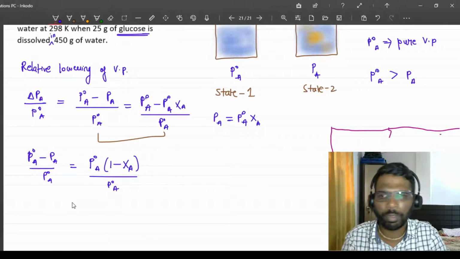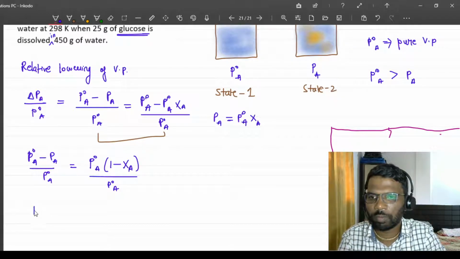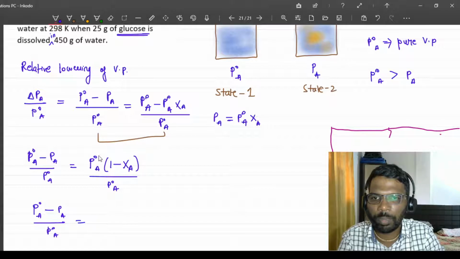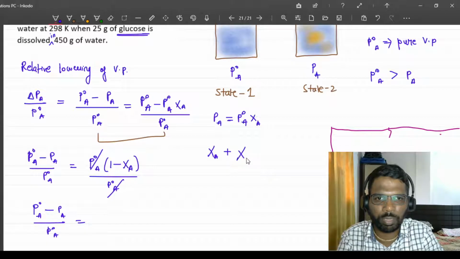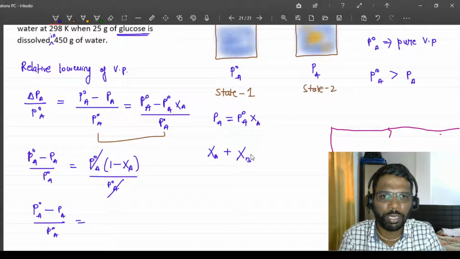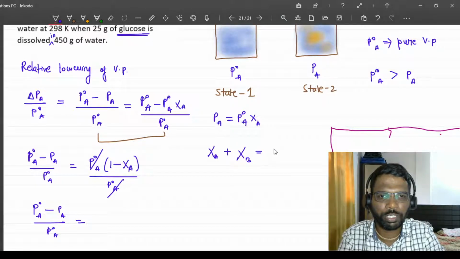Otherwise, you can directly remember the final formula. So relative lowering, that is P naught A minus PA divided by P naught A, will be equal to, P naught A and P naught A get cancelled. And what is remaining? 1 minus XA, right? We know that the mole fraction of A plus, let's say, the mole fraction of the other component, the glucose B, the sum of mole fractions of two components is always equal to 1.